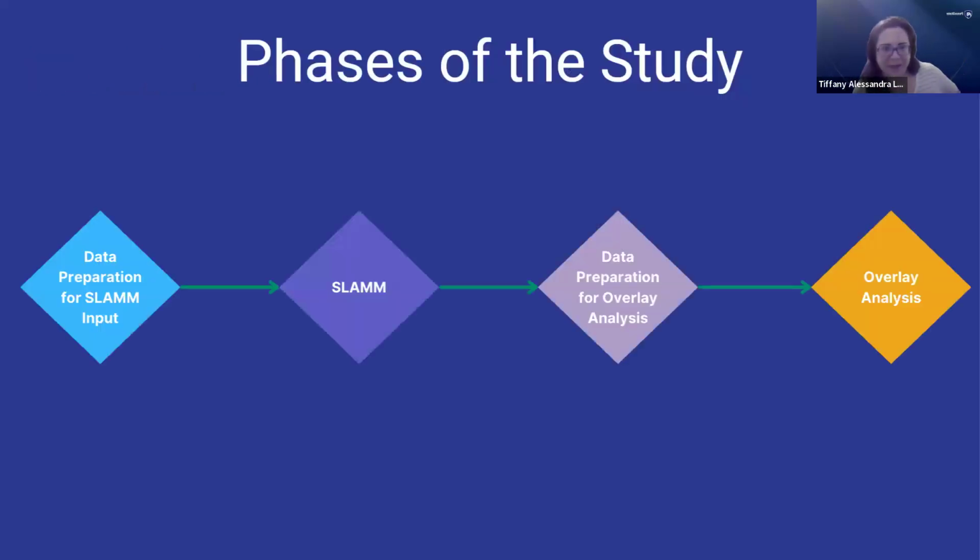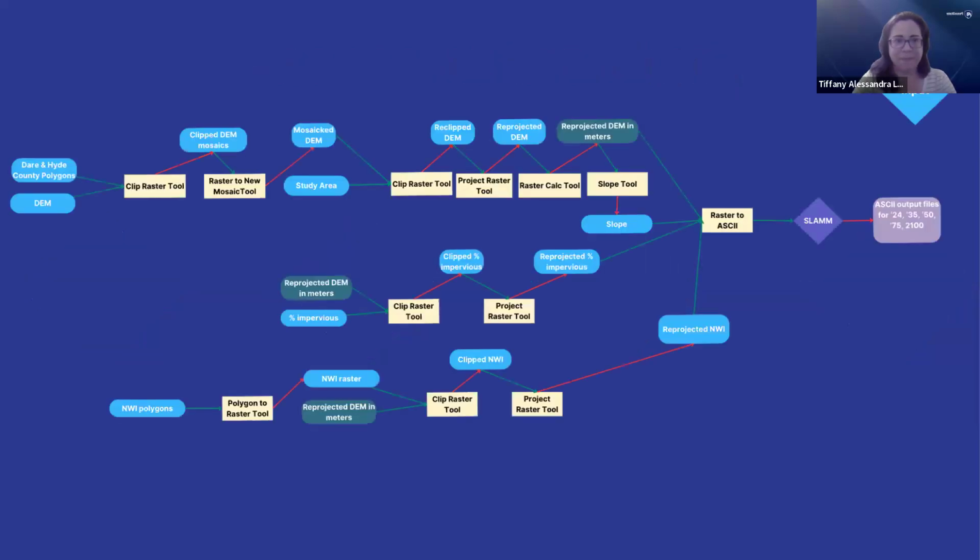So this study had four main phases: an initial data preparation phase for the SLAM input, running the SLAM model itself, and then a second data preparation phase from the outputs of SLAM, and then the final overlay analysis itself. This is the initial workflow that I used to create the inputs into SLAM. Generally speaking, all of the data sets that I used needed to be clipped, reprojected into a common system, put into the correct units, as some of them weren't in feet and they needed to be in meters.